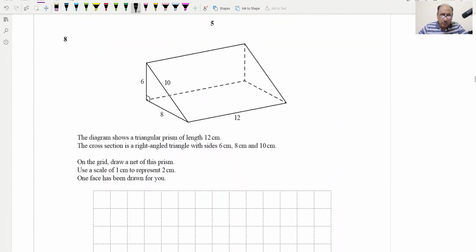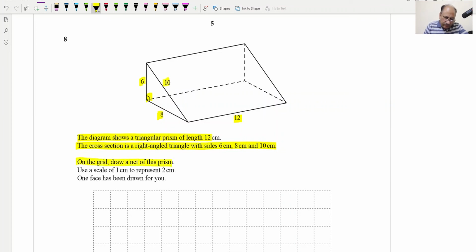Now this is question number 8, and in question number 8, they have provided the diagram. The diagram shows a triangular prism of length 12. So length is 12 and the cross section is a right angle triangle. So this is a right angle triangle with sides 6 and 8, and 10 centimeters. So this is 10 centimeters.